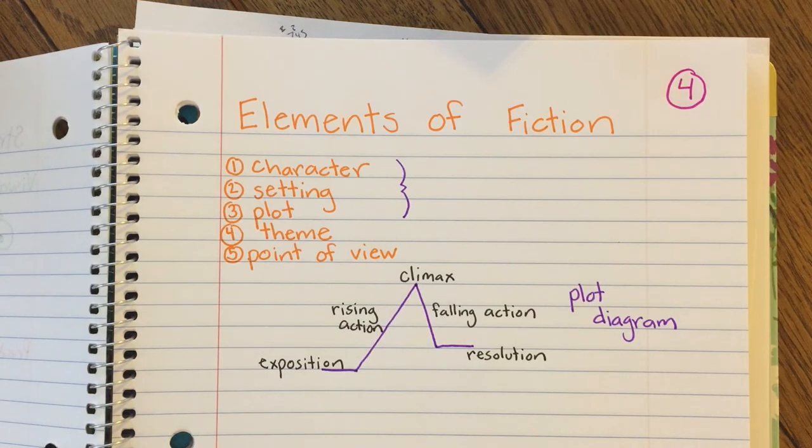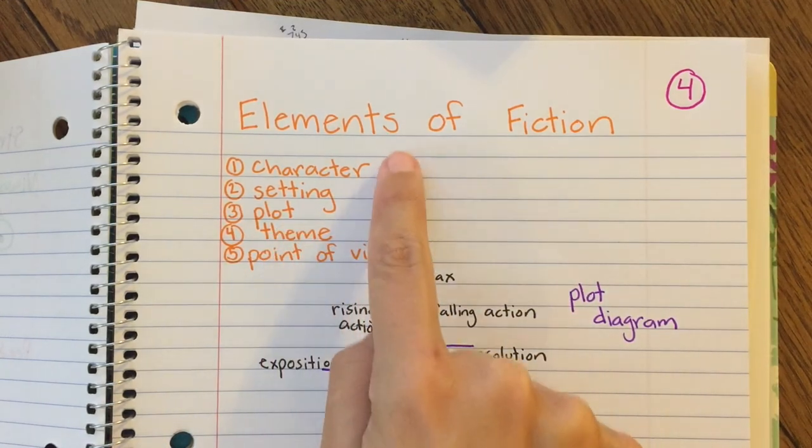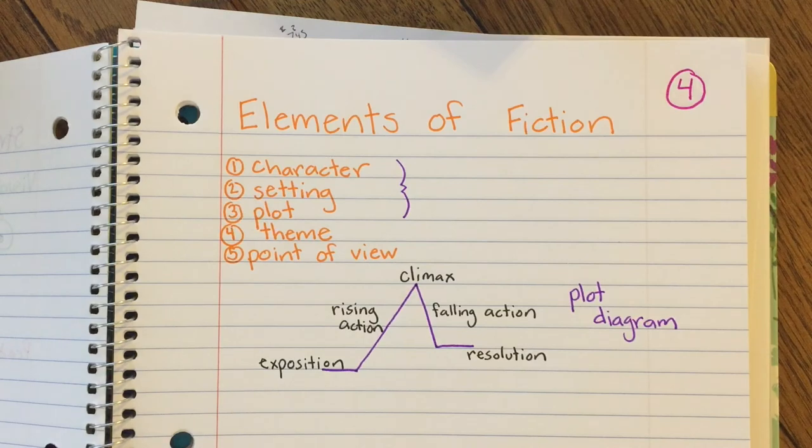So we're going to go through each of those 5: exposition, rising action, climax, falling action, and resolution. So you can see this whole thing is part of your plot. And then our character and setting are going to come in as well.